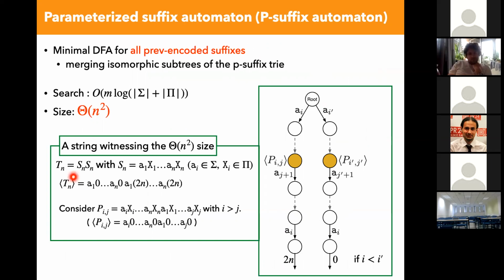This string witnesses the quadratic size. Tn is the repetition of Sn. Sn is defined like this. So the prev encoding of the whole Tn is now like this.